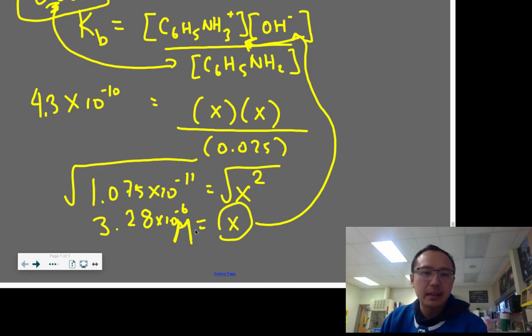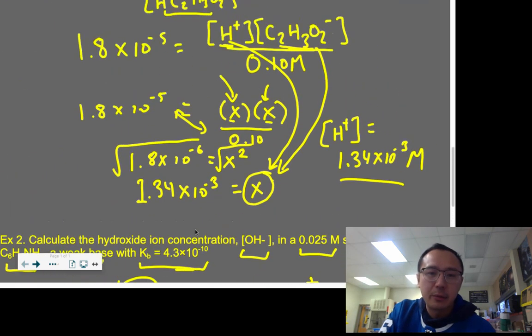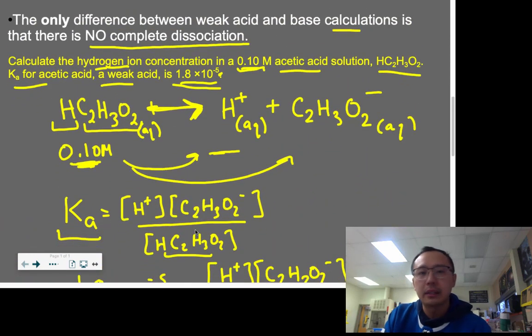So that's your weak acid or weak base calculation without using the quadratic formula. But the key thing here for you to know is that in a weak base, there's no complete dissociation. So you cannot make the assumption using stoichiometry that they are 100% dissociated. You have to throw in an unknown or an algebraic term such as X to solve for that.